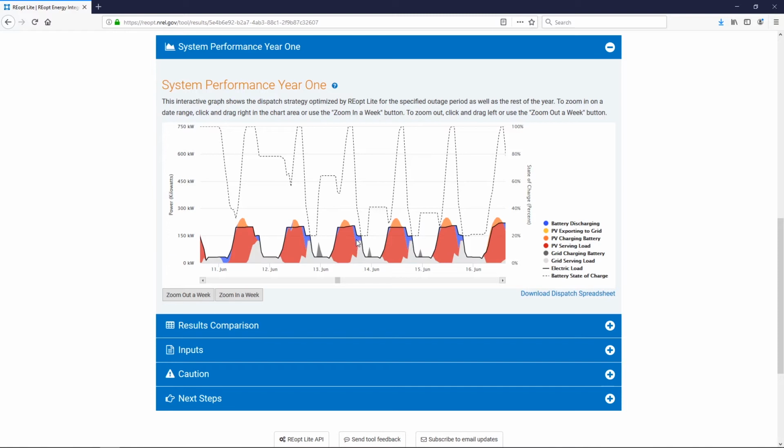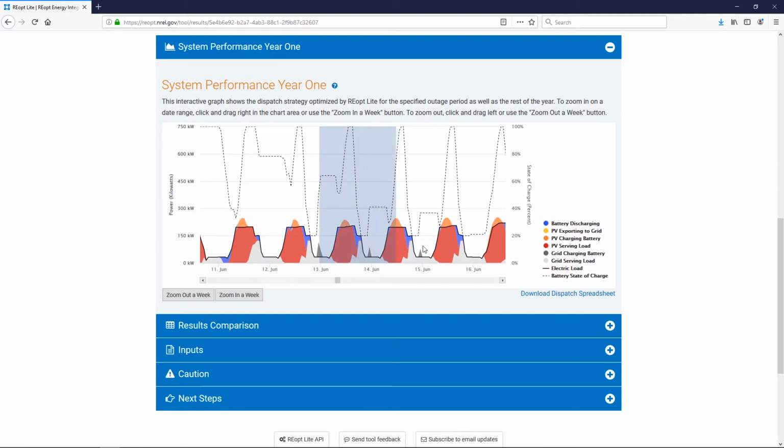The excess PV above the load is charging the battery or exporting back to the grid after the battery is fully charged. The grid electricity, what you're still purchasing from your utility, is shown in gray. You can see a distinct plateau. That's the model setting your new demand level for the month.